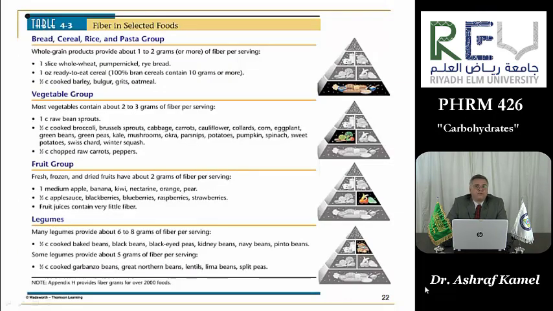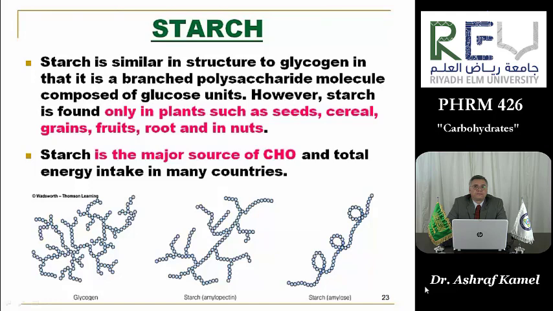Fibers in selected foods. We can find in the first food group, the bread, cereals, rice, and pasta, about 1 to 2 grams per serving. In the vegetable group, most vegetables contain about 2 to 3 grams per serving. In the fruit group, the fresh, frozen, and dried fruits have about 2 grams of fibers per serving, while many legumes provide between 6 to 8 grams of fibers per serving.